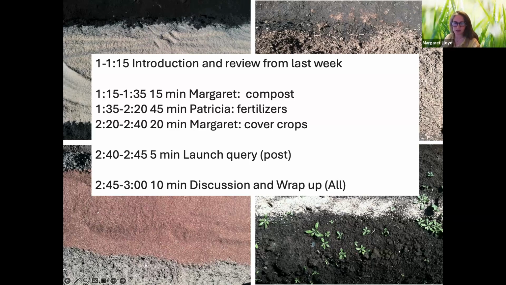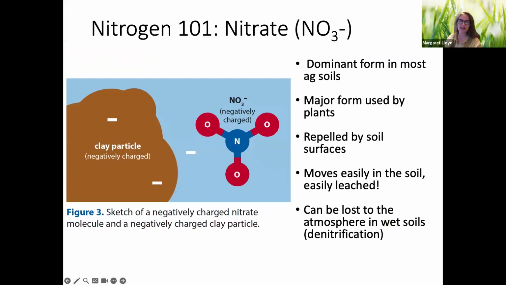Okay, so here we go. Last week, we learned about the basics of nitrogen. And when we talk about nitrogen in soil, we're often really talking about nitrate because this is the dominant form in most ag soils. And it's the major form that's used by plants. And what makes it quite unique from other nutrients in the soil is that it does not attach to clay particles. It's repelled by most soil surfaces. And so it's easily leached.